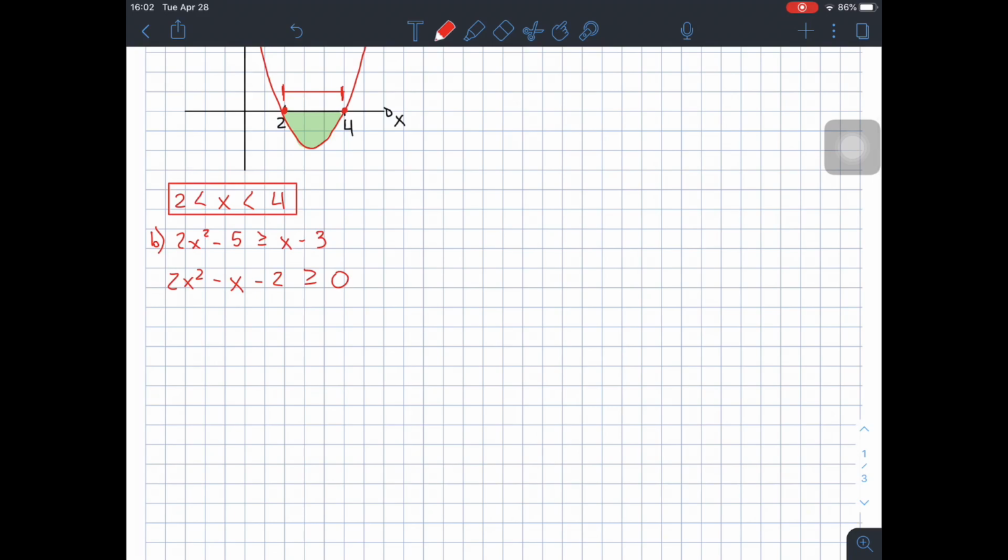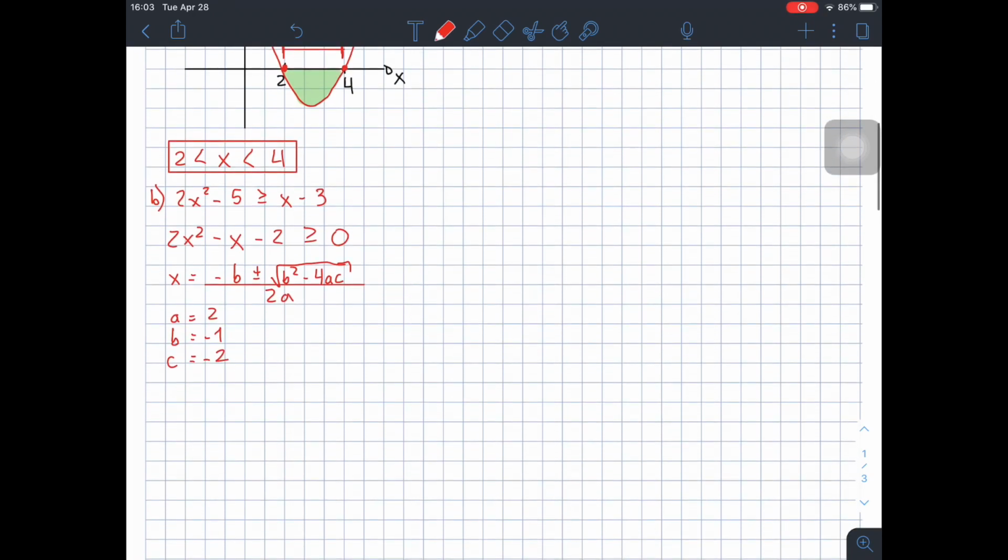So I'm going to apply the quadratic formula, okay? Remember the quadratic formula: x equals minus b plus or minus the square root of b squared minus 4ac, which is the discriminant, over 2a. So the value of a is 2, the value of b in this case is negative 1, and the value of c in this case is negative 2.